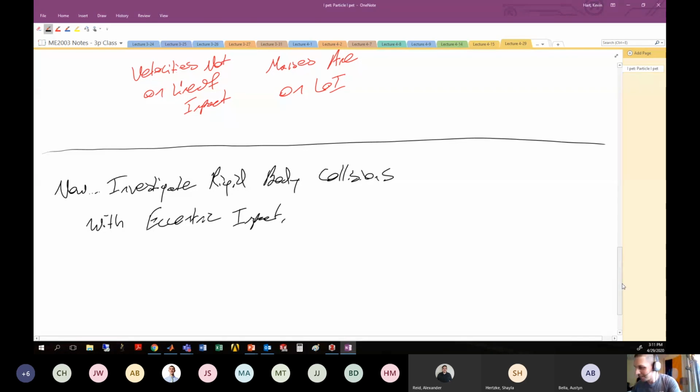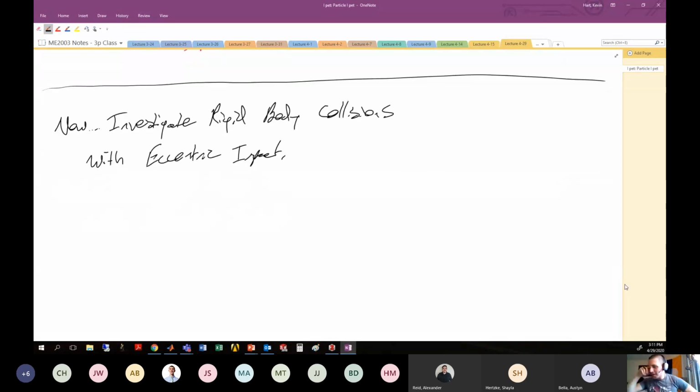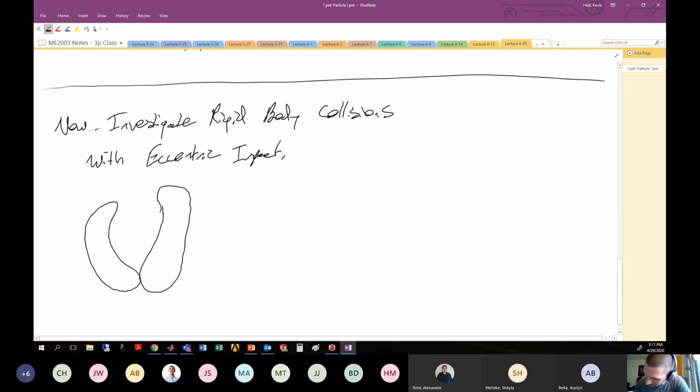Such a good movie. All right, so we're going to investigate rigid body collisions with eccentric impact. So what we should have in mind is some rigid bodies with some just random generic shape. All right, so let's say we have some peanut-shaped rigid body. Maybe it looks like that, and it's going to collide with some other peanut-shaped rigid body that looks, I don't know, something like this.